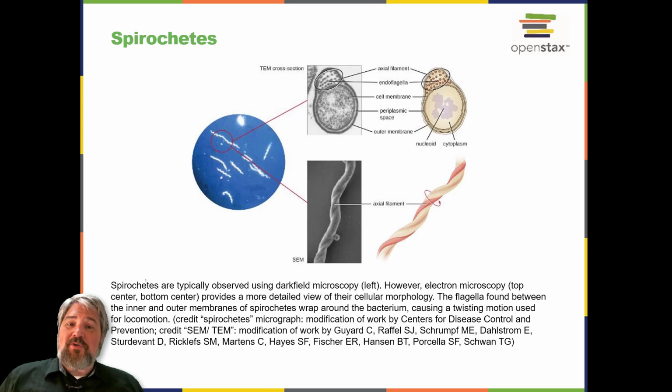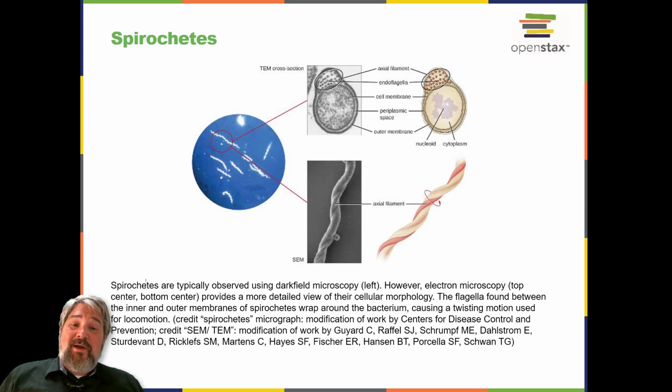They are highly motile, using their axial filament to propel themselves. The axial filament is similar to a flagellum, but it wraps around the cell and runs inside the cell body of a spirochete in the periplasmic space between the outer membrane and the plasma membrane. And that's illustrated in this figure.